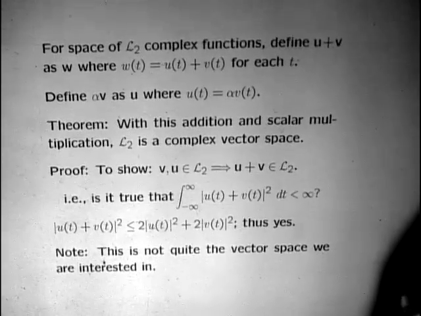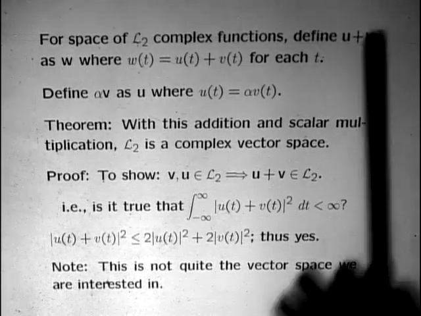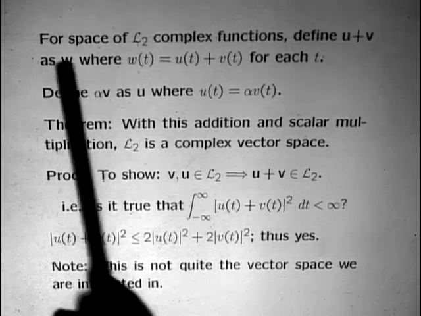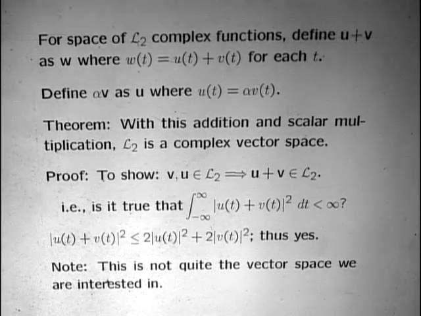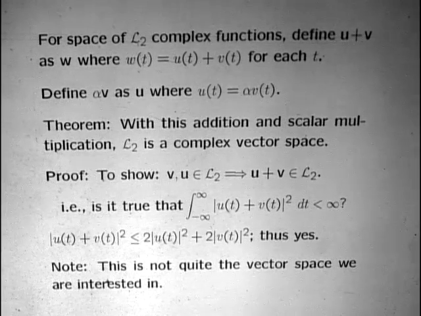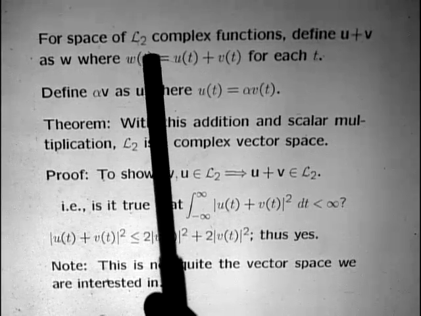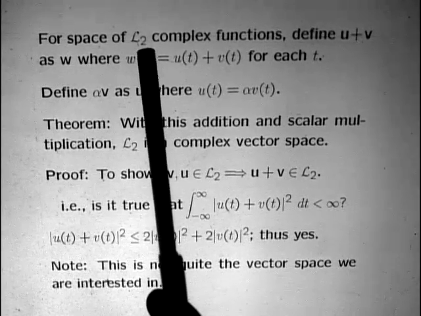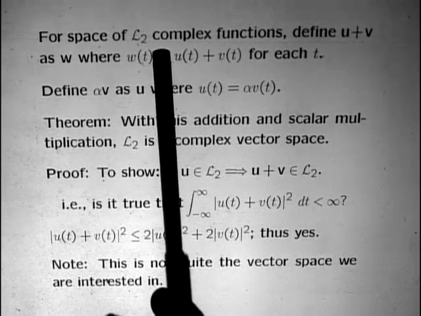Okay, so for the space of L2 complex functions, we're going to define u plus v as w, where w of t equals u of t plus v of t. Now, I've done a bunch of things here all at once. One of them is to say that what we used to call a function u of t, we're now referring to with a single letter, boldface u. What's the advantage of that?